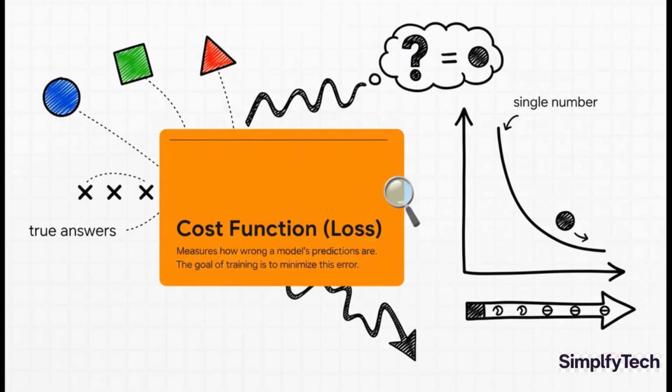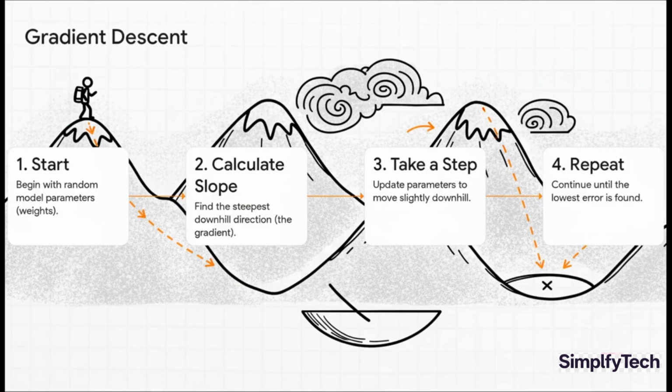Well, a model learns by measuring its own mistakes. And that's the whole job of the cost function. It's a piece of math that looks at the model's predictions, compares them to the real answers, and spits out a single score that represents how wrong it was. The entire goal of training is to tweak the model to get that wrongness score as close to zero as possible.